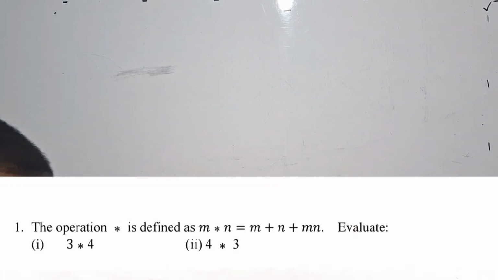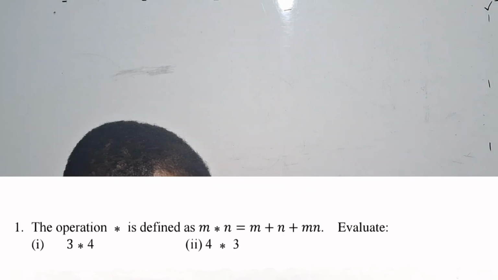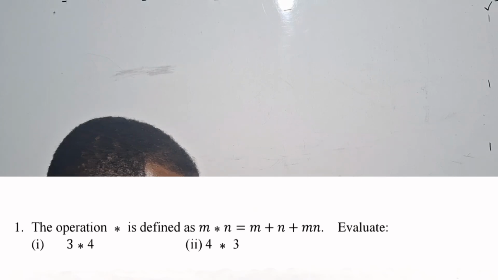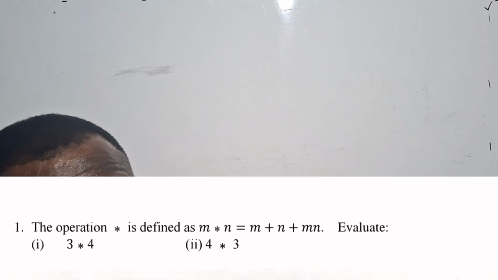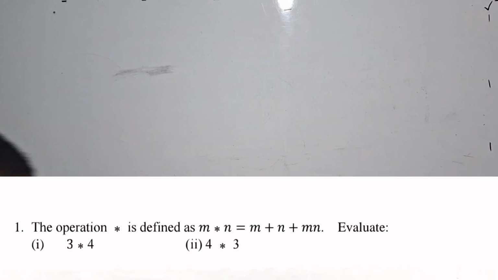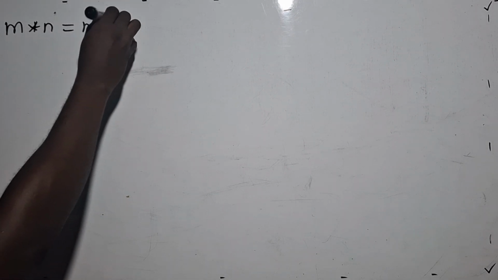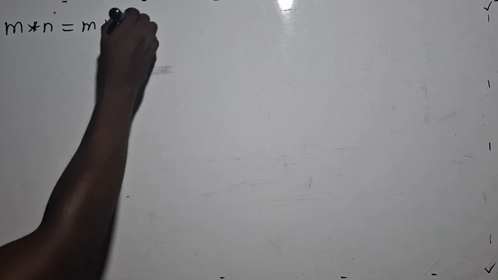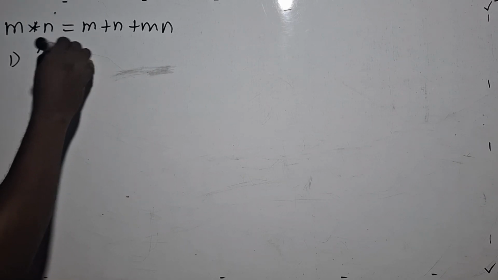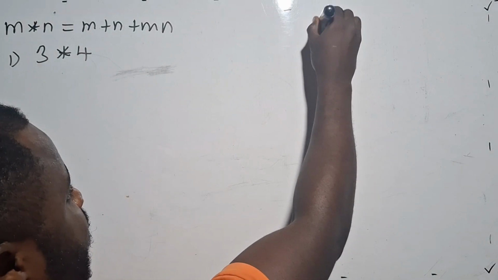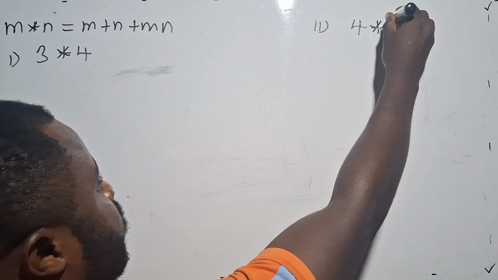Keep watching as we take our first question to see how questions on binary operations are solved. On the screen it says that the operation, which looks like a star, is defined as m operation n is equal to m plus n plus mn. We have to evaluate (i) 3 operation 4, then (ii) 4 operation 3. So the operation was defined as m operation n, which is equal to m plus n plus mn.